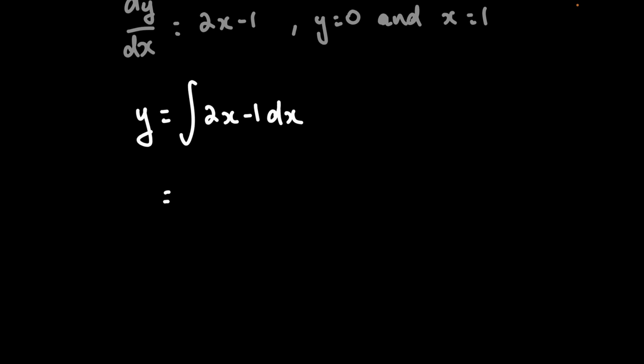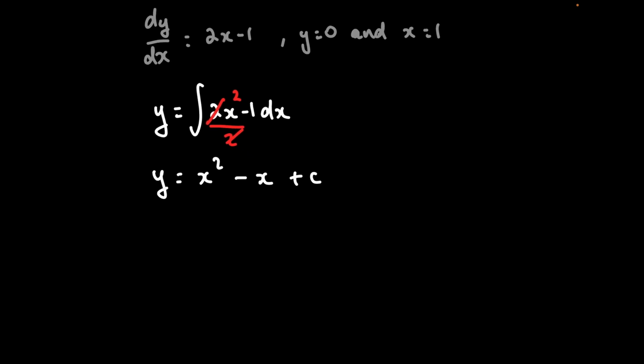To work out this integral, we add 1 to the power, divide by the new power. So when we do this, we do x to the power of 2, divide by 2. 2 and 2 cancel, so it's really just x squared. And the integral of minus 1 is just minus x plus c.